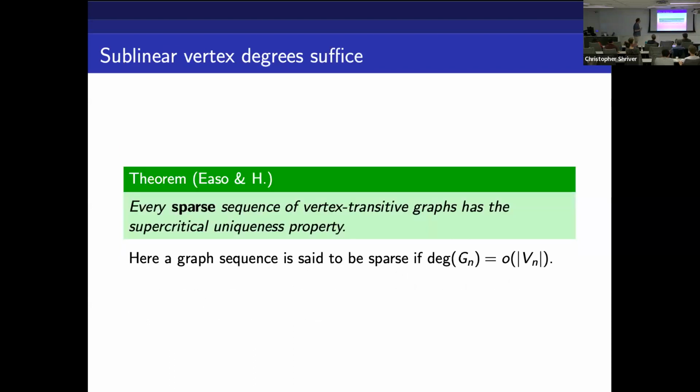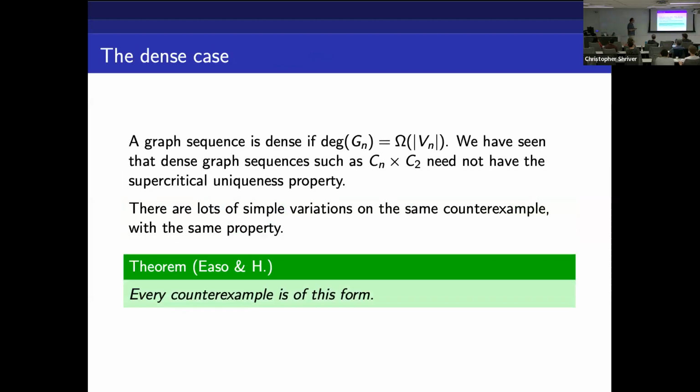This is what we proved, but we actually proved something much more general: this conjecture holds not just for bounded degree graphs, but for sparse graphs, meaning that their degrees are sublinear in the number of vertices. In particular, the hypercube, for example, has degrees that are logarithmic, which is a lot smaller than linear. We saw that this theorem can't be true in the dense case. Dense is the opposite of sparse, meaning linear degree. We saw this example of the product of a complete graph with an edge. That's a dense graph sequence, and it doesn't have the supercritical uniqueness property.